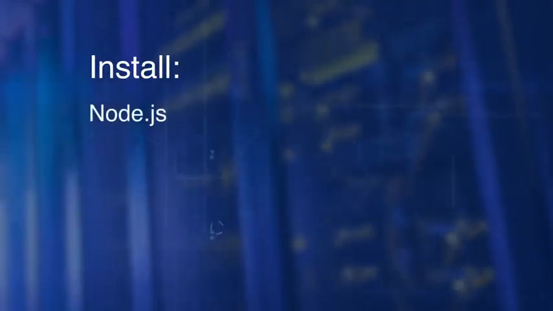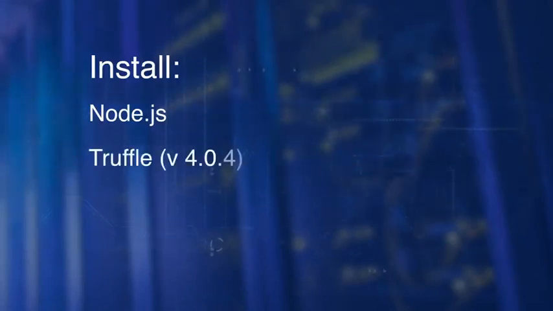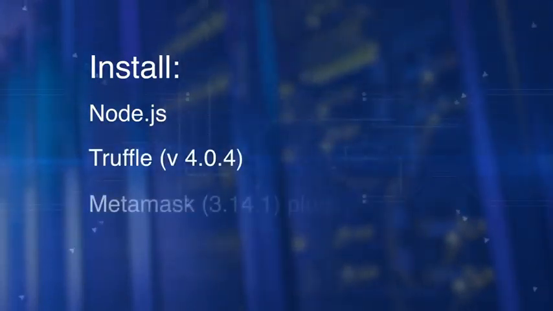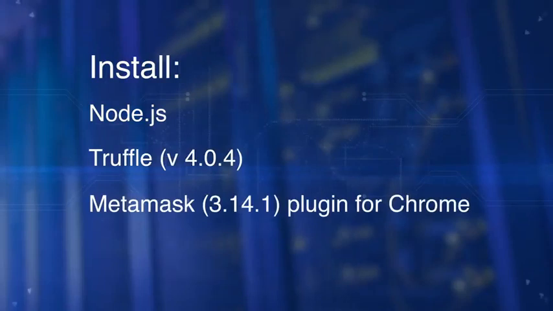Next, we need to install a few software packages including Node.js, which will serve as your web server for the DApp frontend, Truffle 4.0.4 and MetaMask 3.14.1 plugin for Chrome. You may have to add the MetaMask plugin from MetaMask.io to your Chrome browser. It will link to the blockchain created by Truffle to manage the accounts, acting as a bridge between the application frontend and the blockchain node that hosts the accounts.